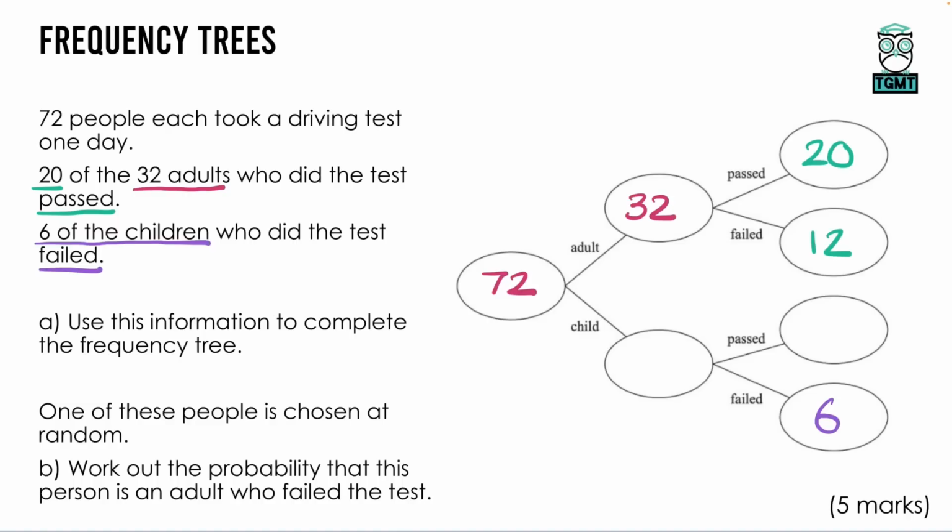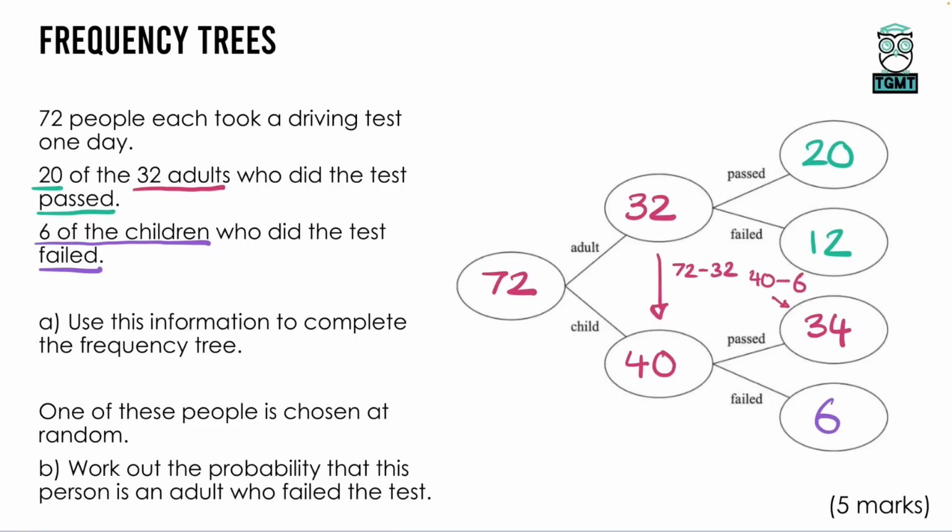72 took the test. 32 of them were adults. So 72 take away 32 leaves us with 40. So 40 children and 6 of them failed. So for this box here, we have 40 children. Take away the 6 that failed, and that leaves us with 34 that passed. That's the frequency tree completed.